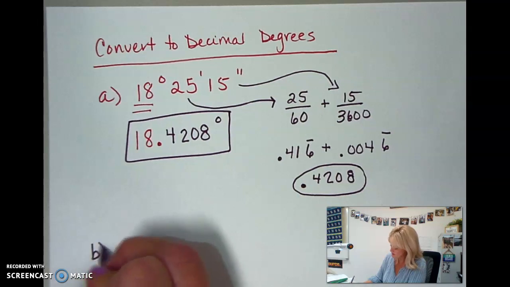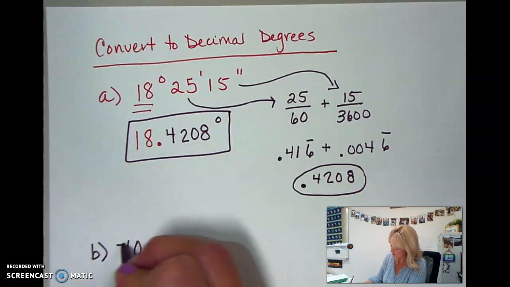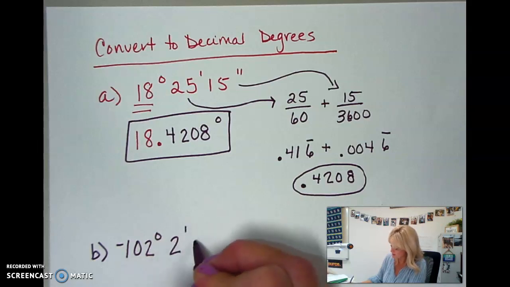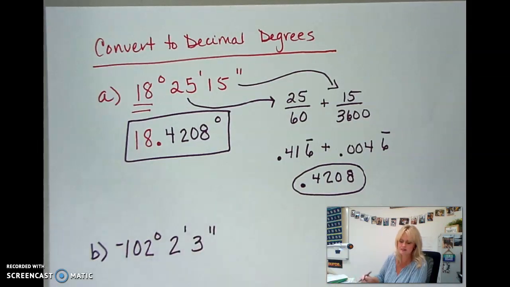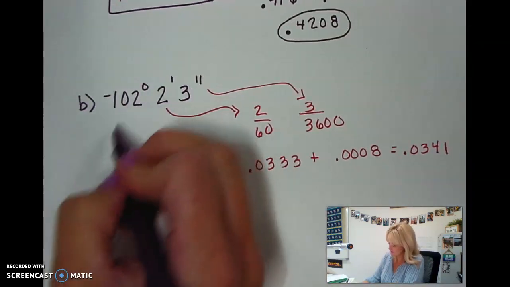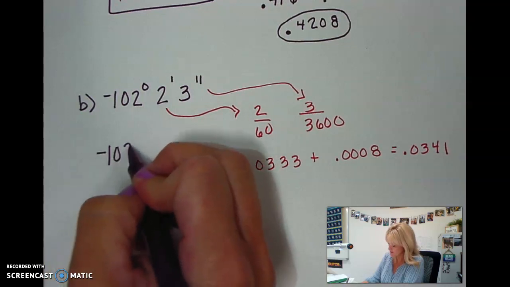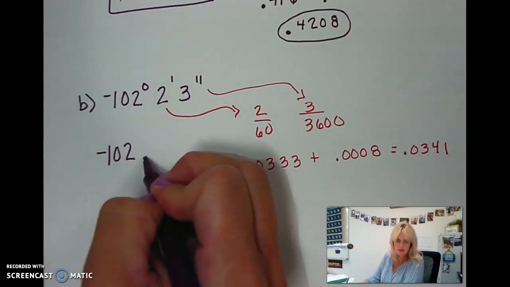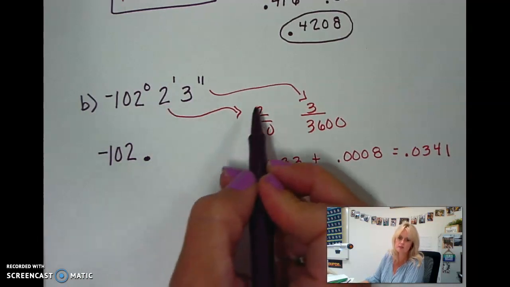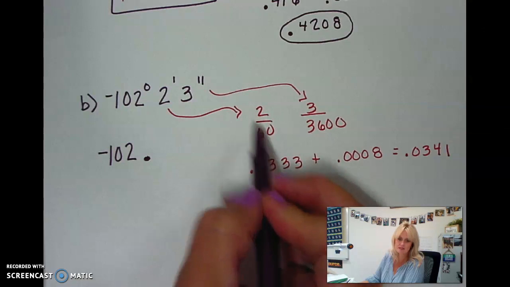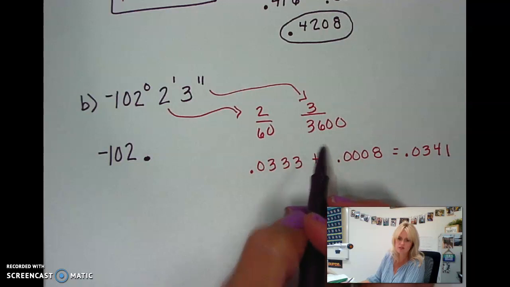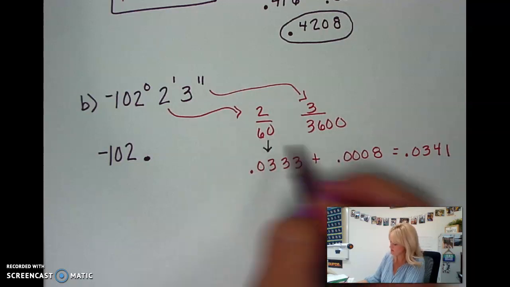So on your own, see if you can convert negative 102 degrees, 2 minutes, and 3 seconds. Okay, so the easy part of this is knowing that this is the same as negative 102. That's our whole number. We're going to take 2 minutes, which is 2 out of 60 degrees, 3 seconds, which is 3 out of 3,600 degrees. Find their equivalent decimals.